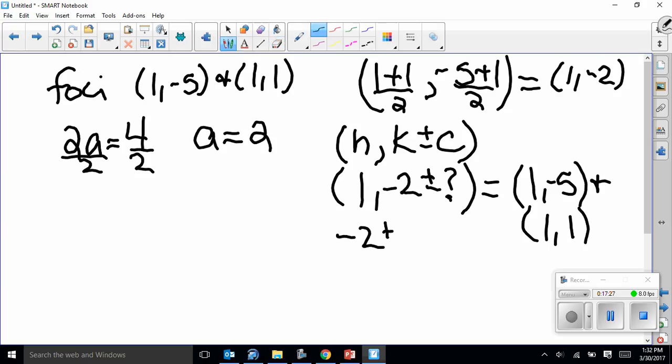So negative 2 plus something equals 1, and negative 2 minus that same number is going to equal negative 5. That something is 3, so c equals 3.